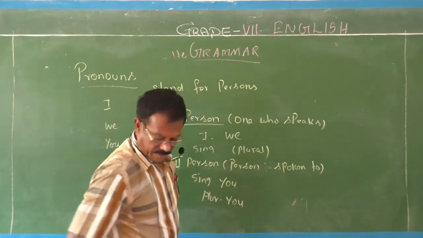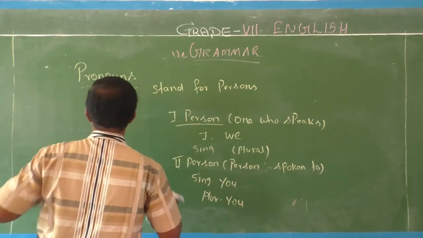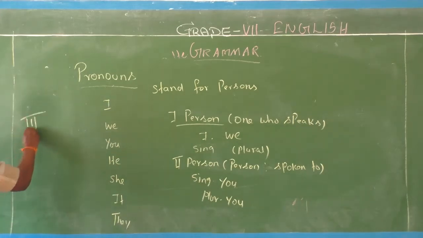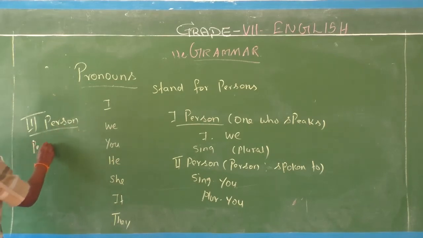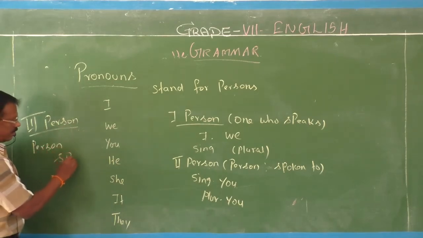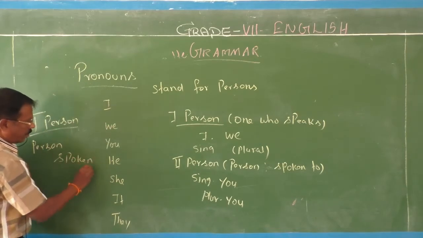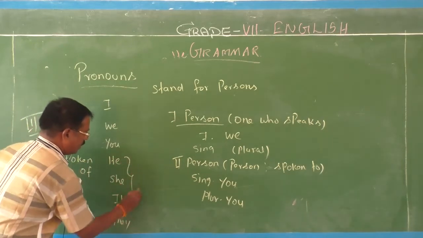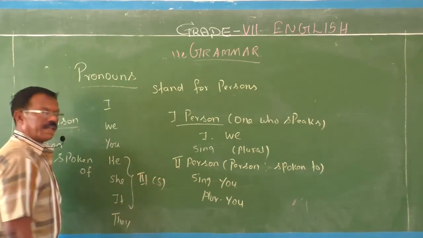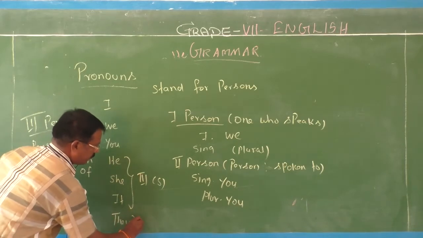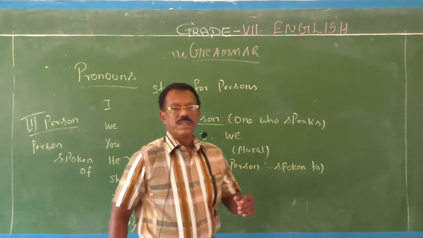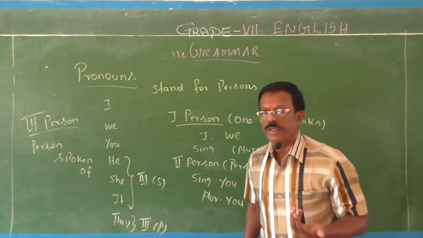And then third person. Who is the third person? The person spoken of. The person spoken of is called the third person. So third person singular, he, she, it. Third person plural, they.